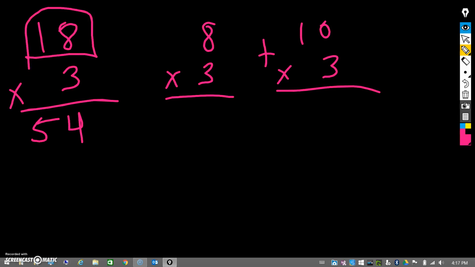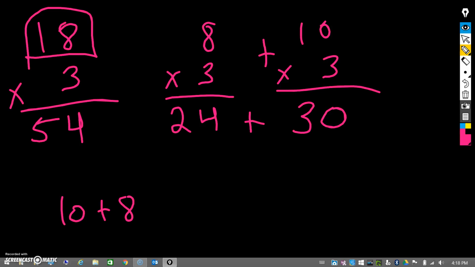Because 8 and 10 are what this number breaks down into. If we break it into expanded form, we know that it's 10 plus 8. Okay, we have a 1 in the 10s place and an 8 in the 1s place, so it's 10 plus 8. So 8 times 3, we know because we memorized our facts, is 24. Plus, and we know 10 times 3 is 30 because we have 3 10s, 10, 20, 30. So it's 24 plus 30.